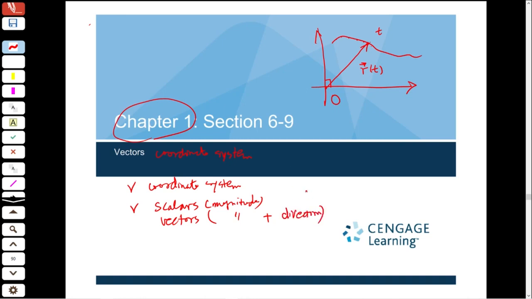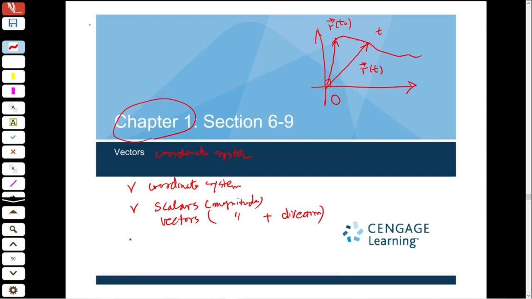okay? So for example, at time t it may be here, but at time t0 the vector's original position was here, then you describe it as r t0. Okay, so it has magnitude, which is the length of this, and then the direction.